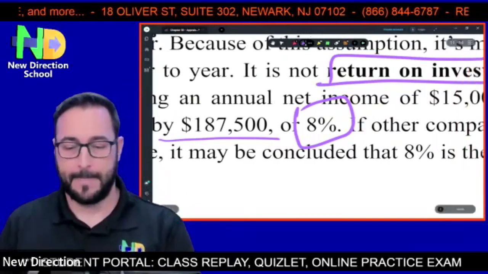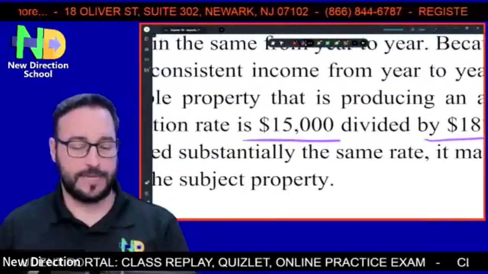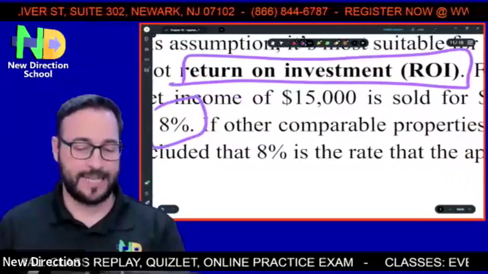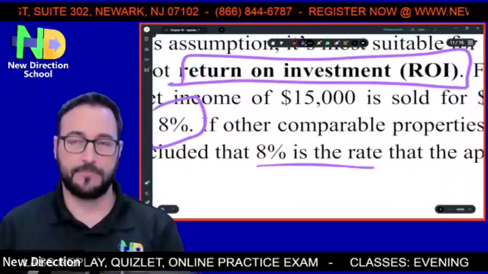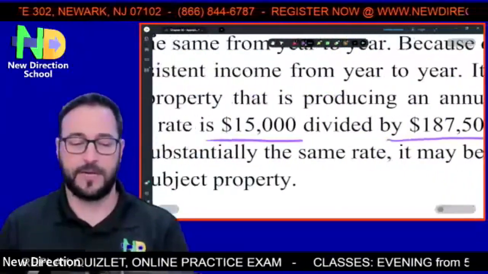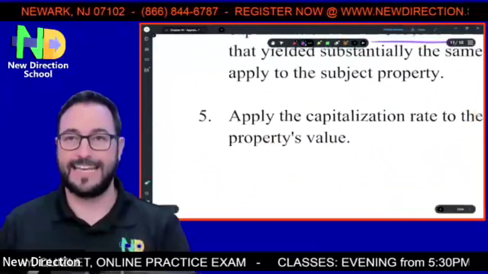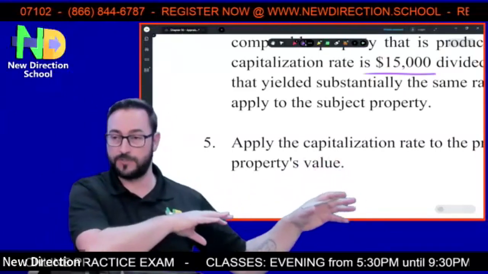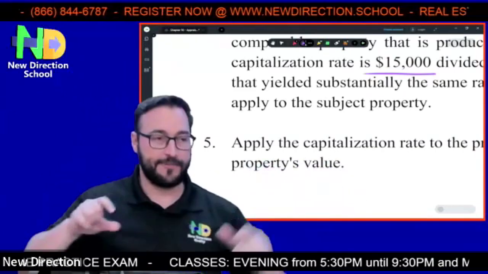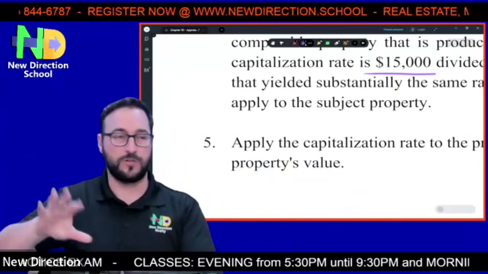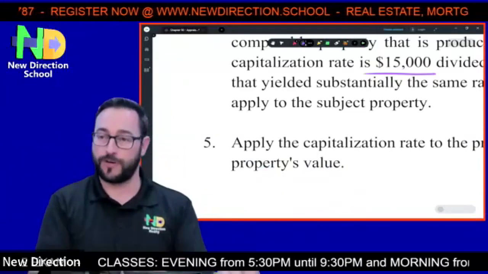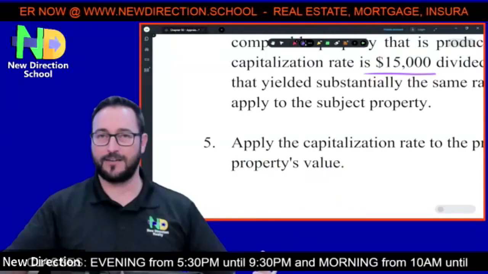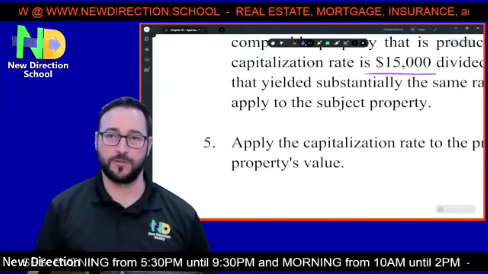Yeah. If other comparable properties sold at prices that yielded substantially the same rate, it may be concluded that 8% is the rate that we want in this area for this type of property. Okay. So now that we figure out that it's 8%, remember I was trying to figure out if it was that 5%, the first one we saw, right? If I look at the other comparable properties, 5 units or 10 units or whatever, but all residential, that's the thing about income properties. We don't need to have the same amount of units like a sales comparison.